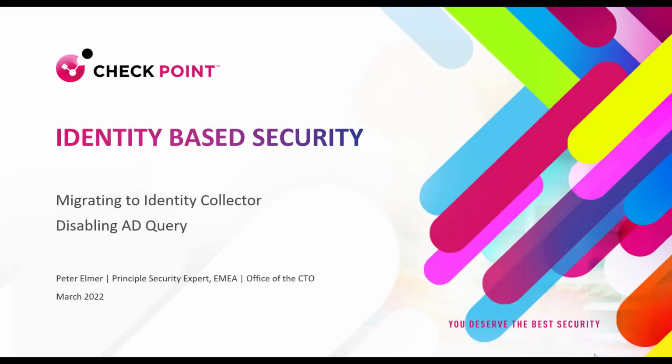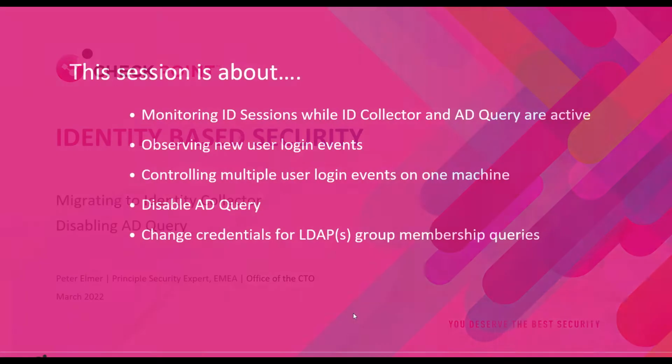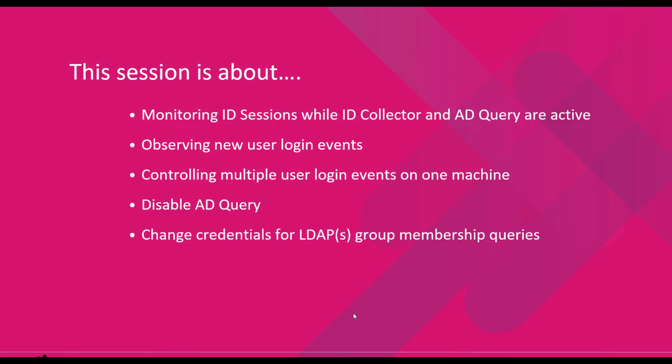We are now entering into the final phase of the project by disabling the AD query identity source. So we observe carefully what is happening while both identity sources are active. We observe new user events. Then we disable the AD query. And finally, we change the group membership query credentials.